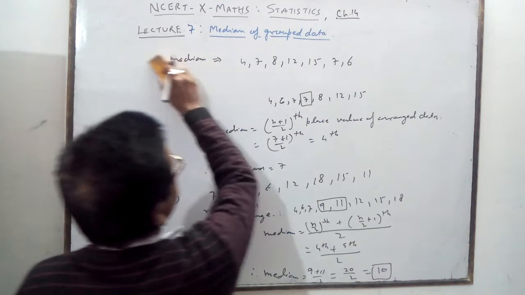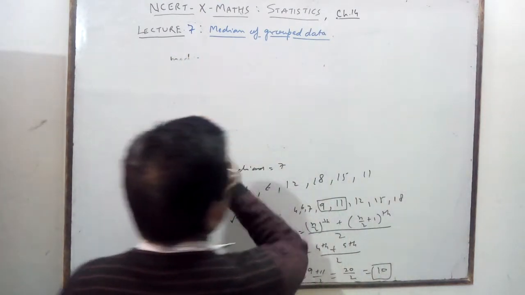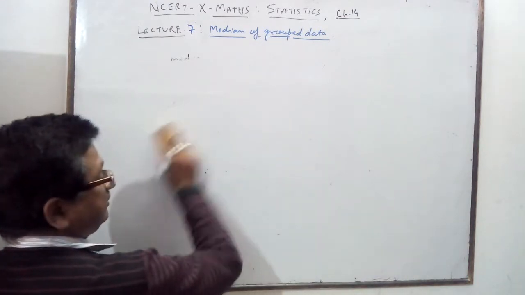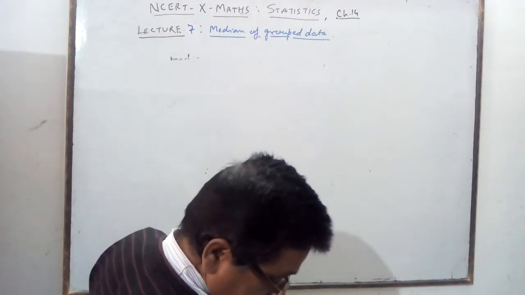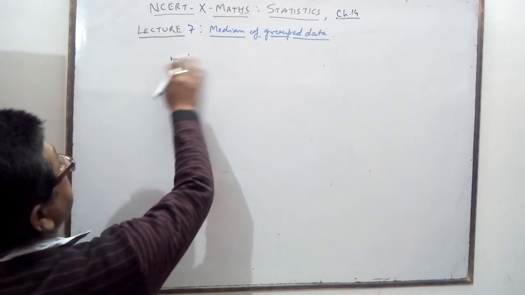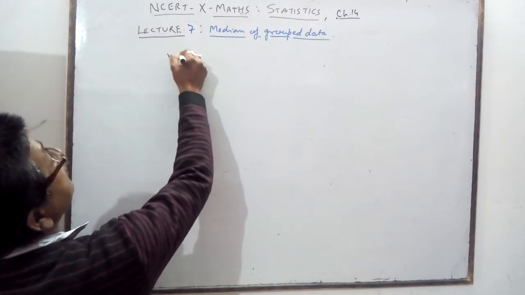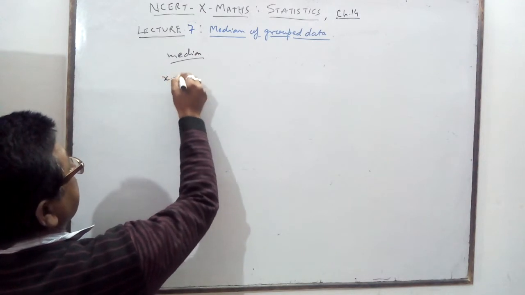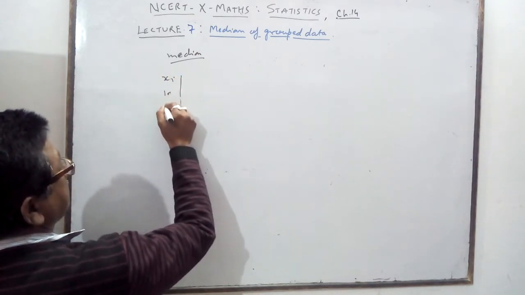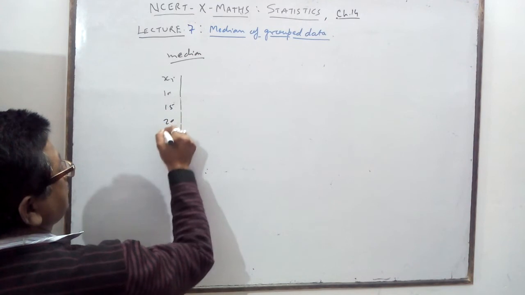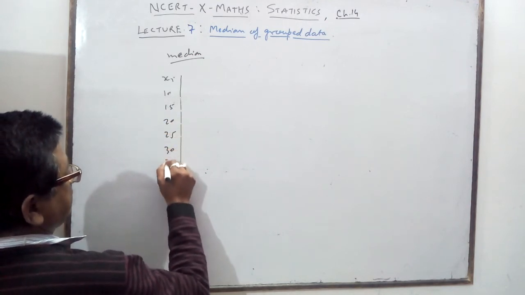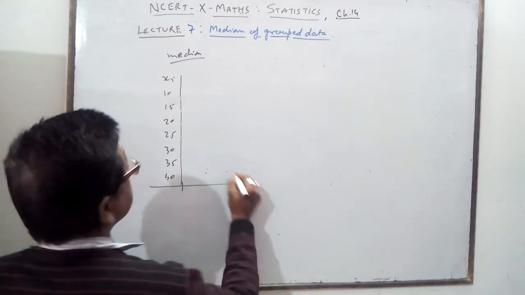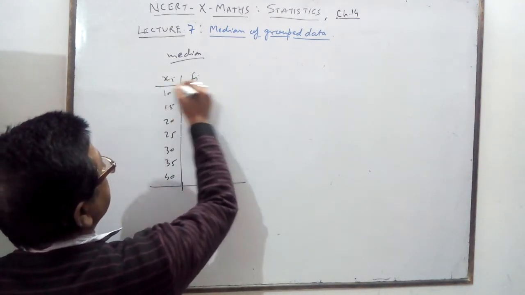Now, when a frequency distribution table is given, as in the introduction of the graph chapter in class 8, and you are asked to find the median: xi is given as 10, 15, 20, 25, 30, 35, 40, and fi is given.